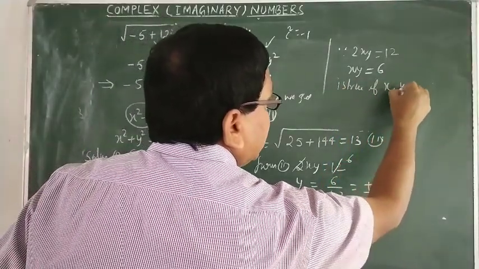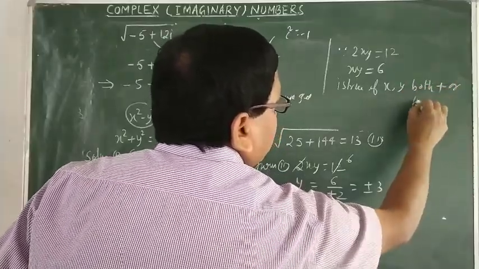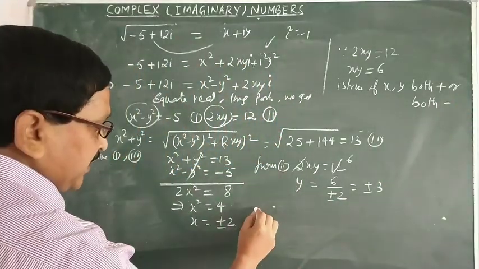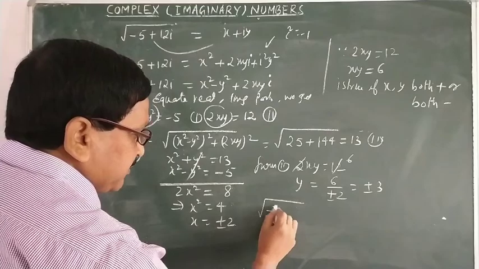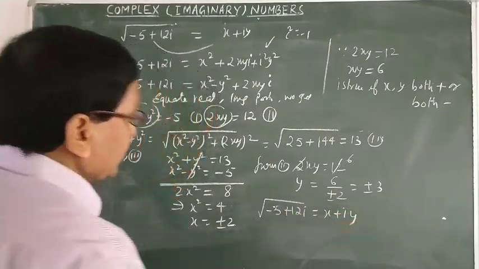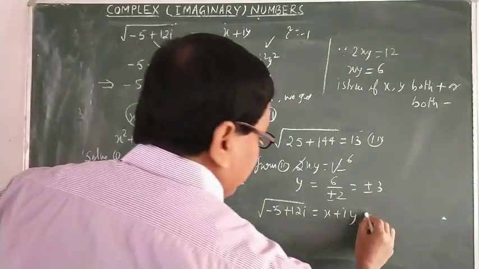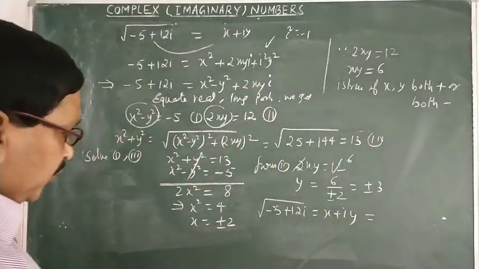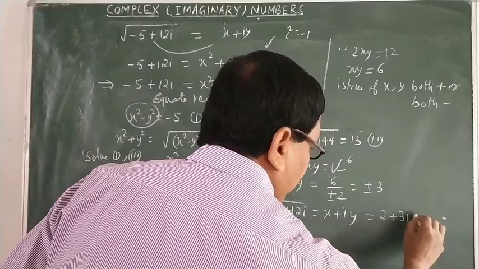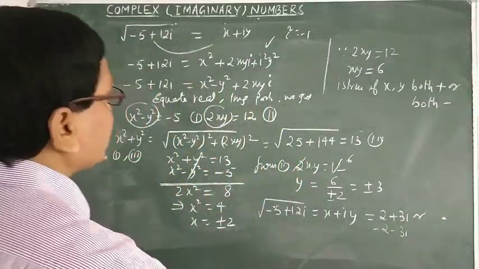x, y are both positive or both negative. Hence our answer: we have considered x plus iy as the square root of minus 5 plus 12i. So put the values, both plus or both minus: 2 plus 3i, or minus 2 minus 3i. In this way we can find the square root of complex numbers.